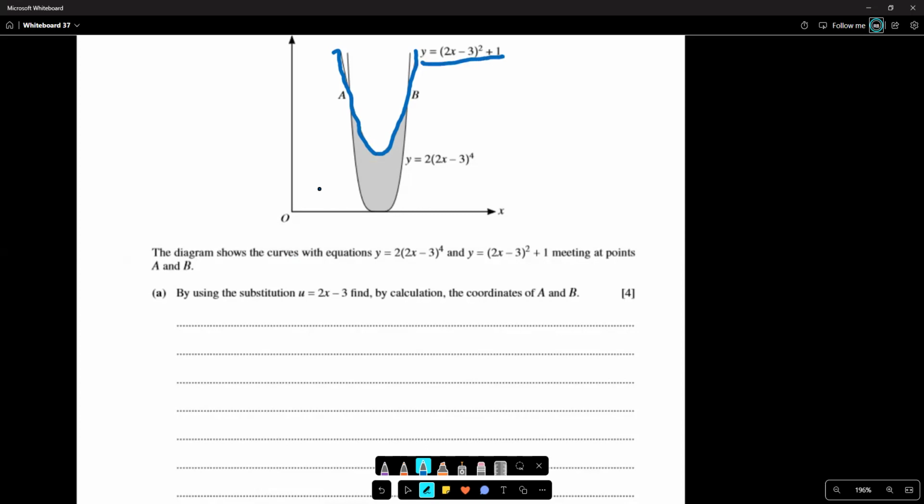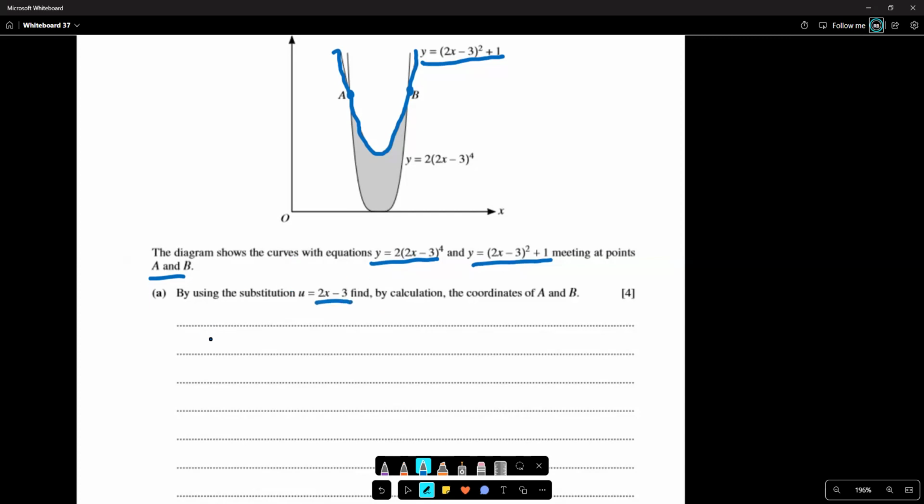So now we're going to do this, ladies and gentlemen. The diagram shows the curves with equations, this and that, meeting at points A and B. So they're meeting there, right? Obviously, those are points of intersection, which is where the 2 graphs are the same. By using the U substitution of that, find by calculation the coordinates of A and B. So they say U is this basically. Where I see this, I see U.